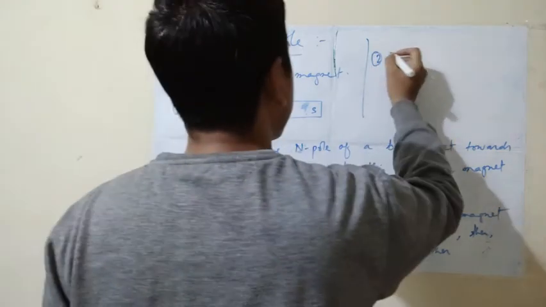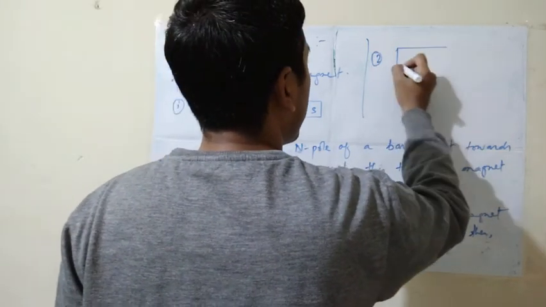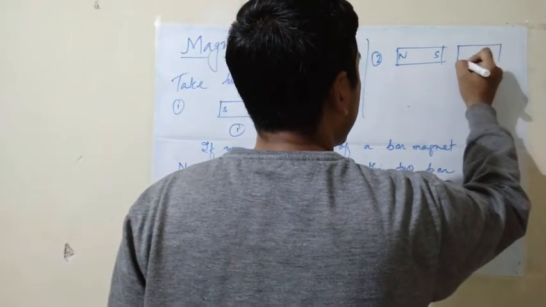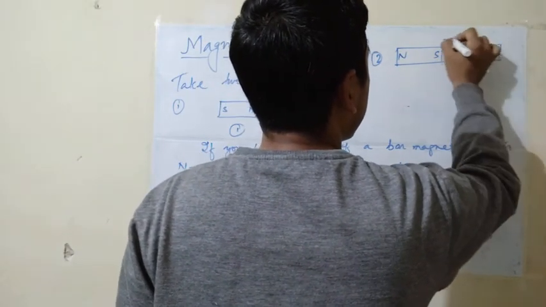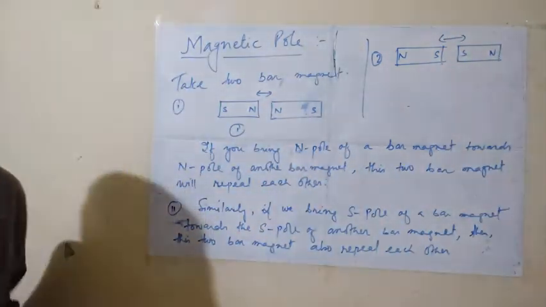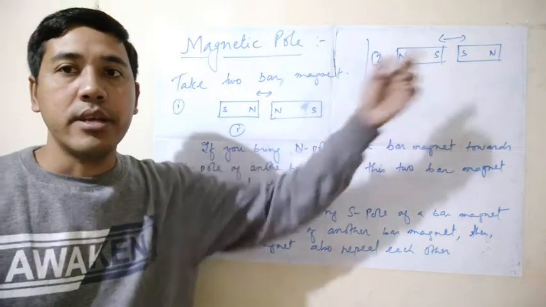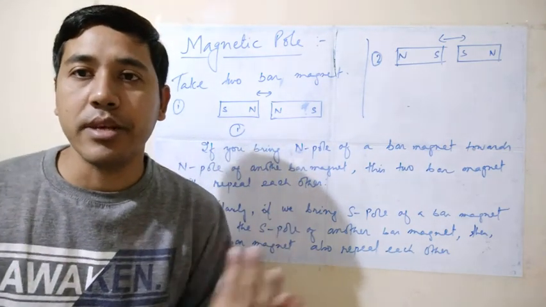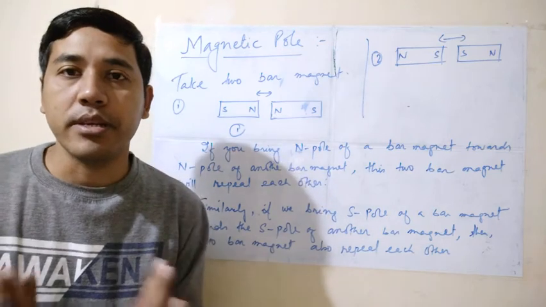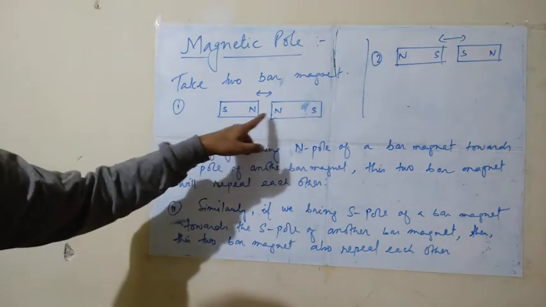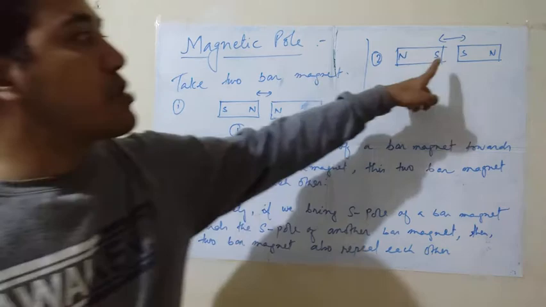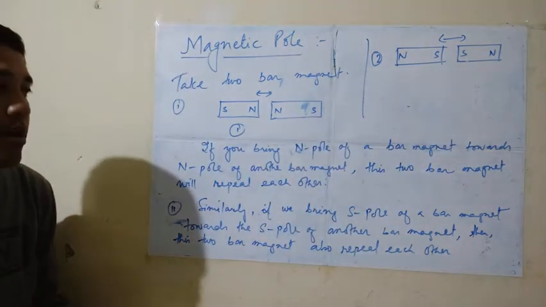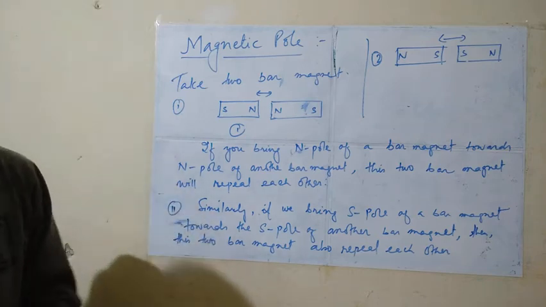Okay, look, I have drawn here. This number 2 case also, if we bring the south pole of a bar magnet near the south pole of another bar magnet, what will happen? These two also repel each other. They will not be attracted. That means the similar poles will repel each other. This pole and this pole will be similar. Because of that, these two similar poles repel each other. Okay? Let's copy down this one.